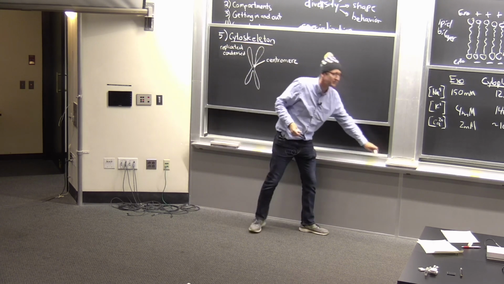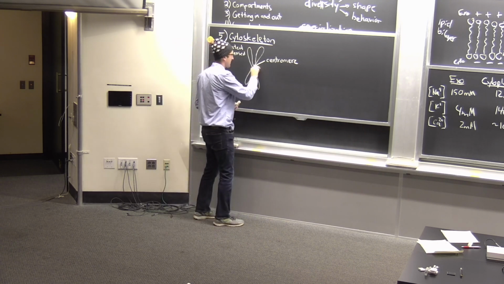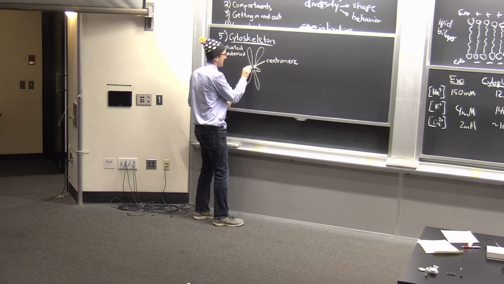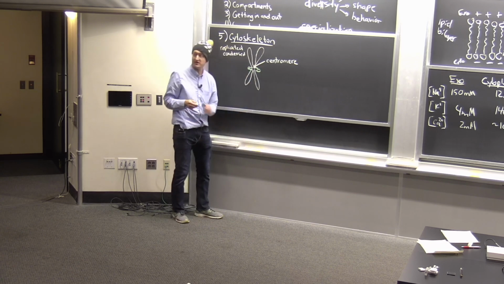And at this centromere, a protein complex assembles. I'll just draw it like this. This protein complex is called the kinetochore.